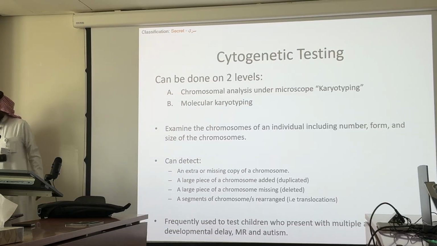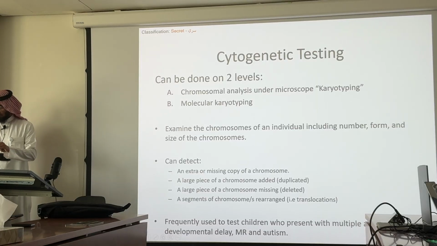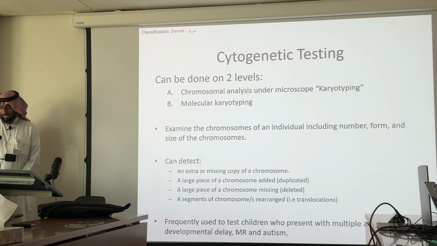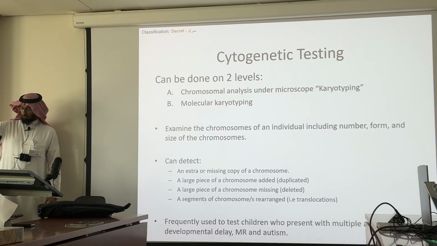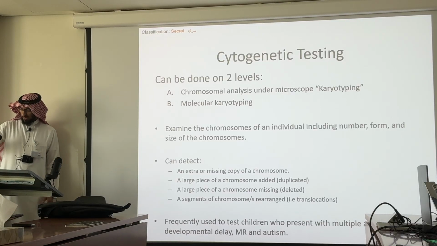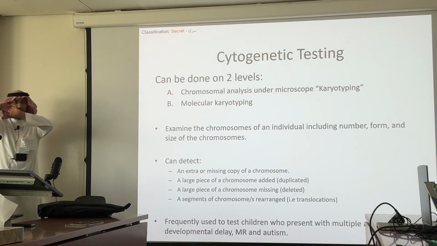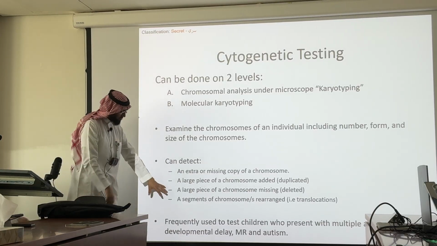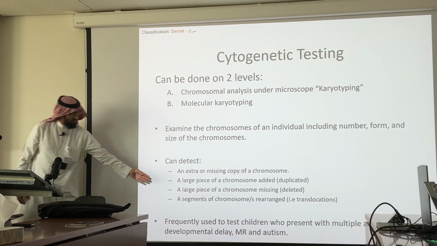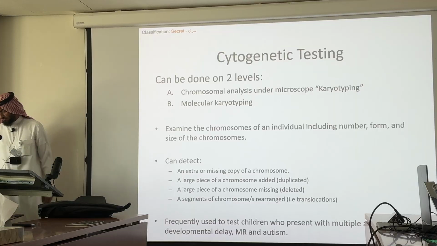It examines the chromosomes of an individual, including their numbers, forms, and size. It can detect an extra or missing copy of a chromosome, a large piece of chromosome added or missing, or a segment of a chromosome rearranged, translocated, or inverted. You know these. Karyotyping will tell you about these findings.